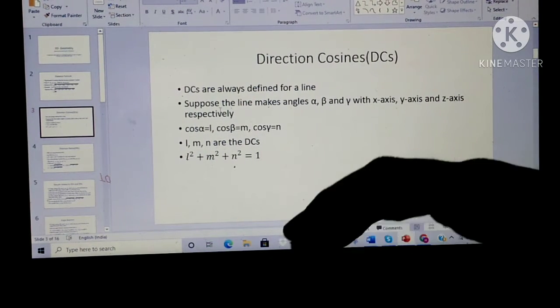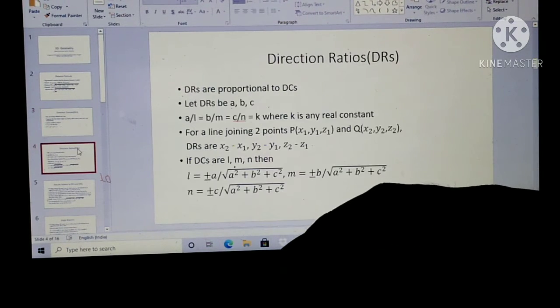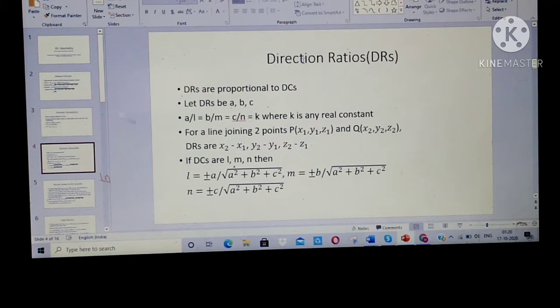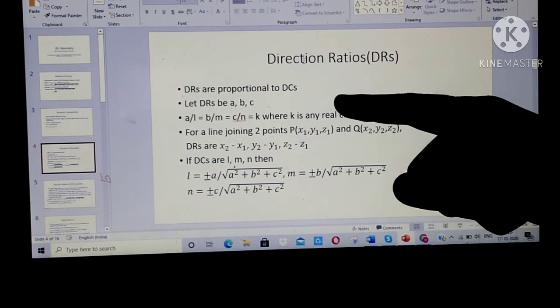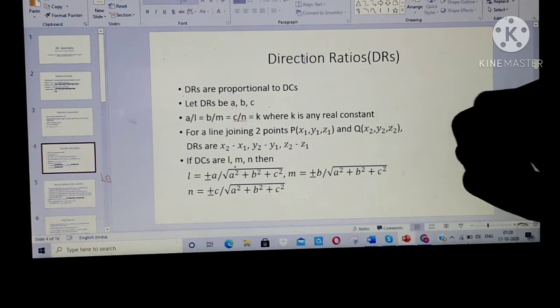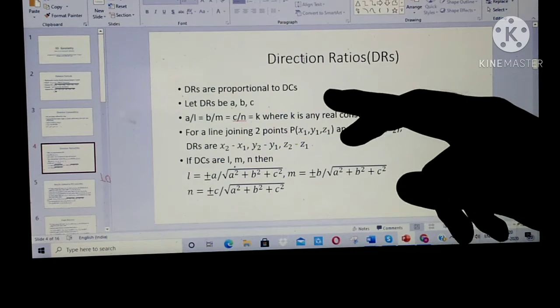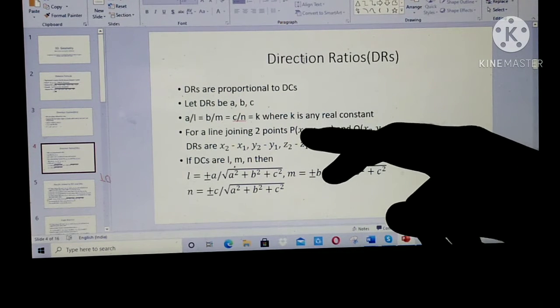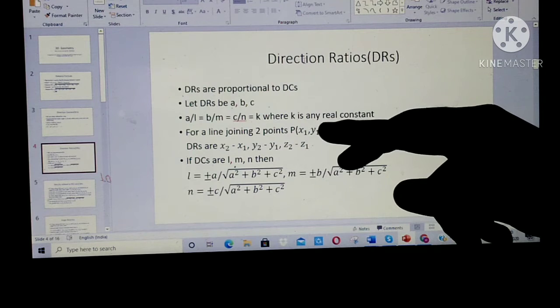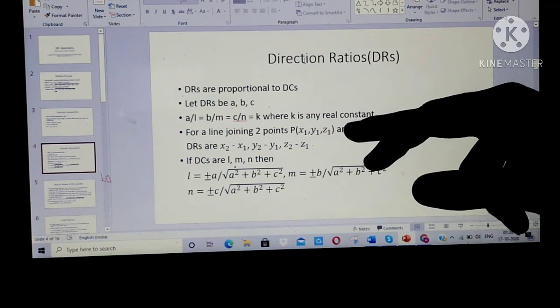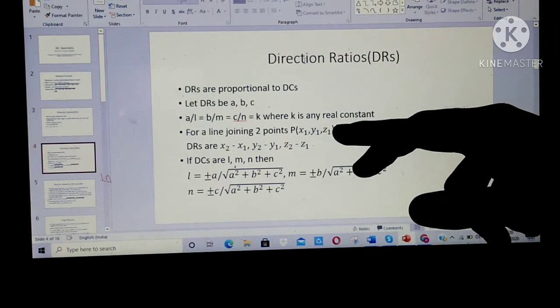Okay. Then continuing further, what do we mean by direction ratios? Direction ratios are another very important concept when we study three-dimensional geometry. Basically, direction ratios are a scalar multiple of direction cosines, right? So I have written that direction ratios are proportional to direction cosines. We can say A by L is equal to B by M is equal to C by N is equal to K, where K is any constant. Direction ratios are always proportional to direction cosines.